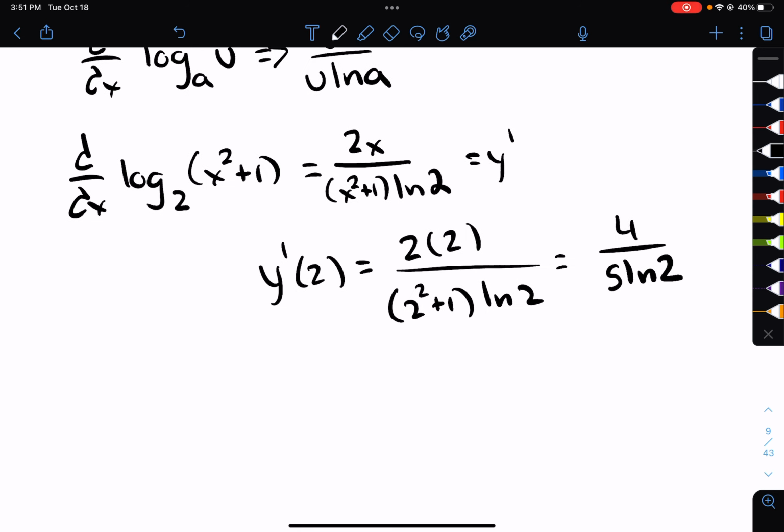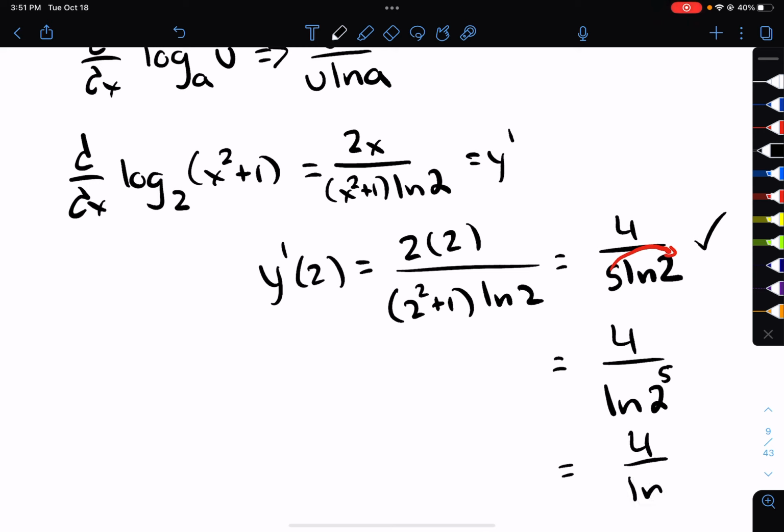And you could stop right there. There is more simplifying that we can do. The natural log rules tell me that I can move that 5 up and make it an exponent of the 2. So I can rewrite this as 4 over natural log of 2 to the 5th power, which is just 4 over the natural log of what? 32? 2 times 2 times 2 times 2 times 2 is 32. So that would be my final answer there.